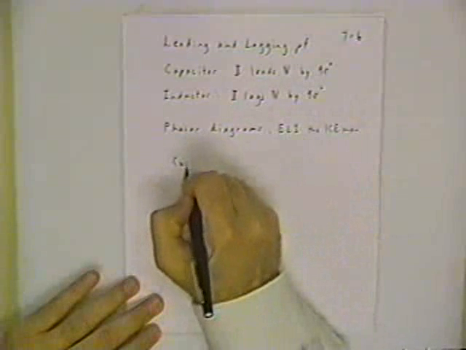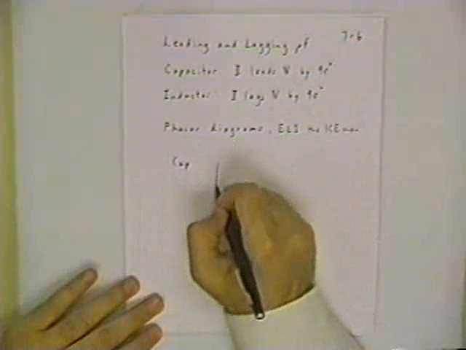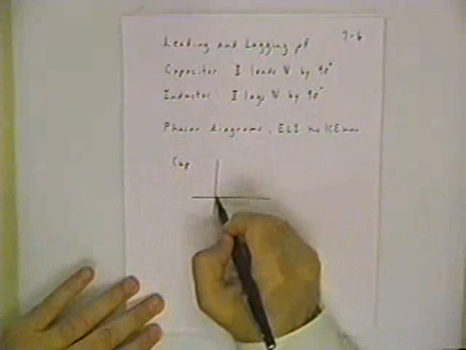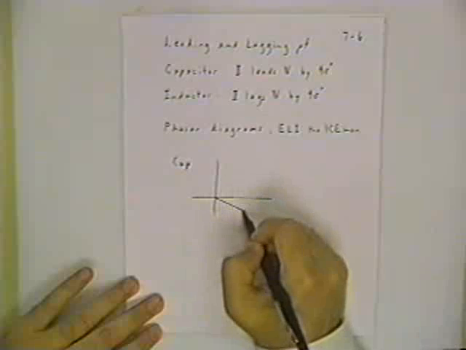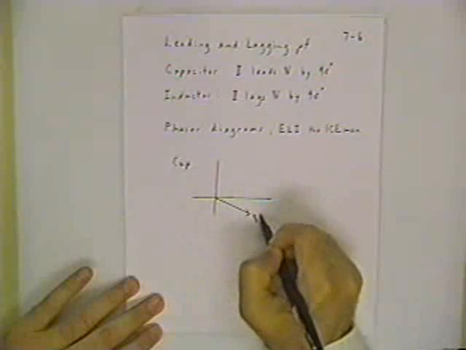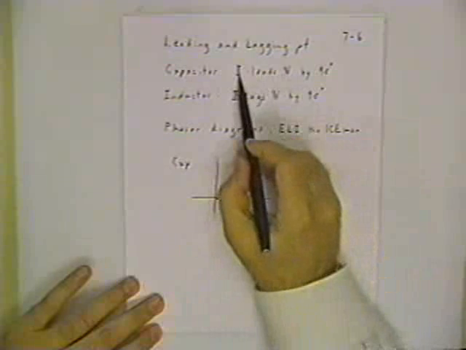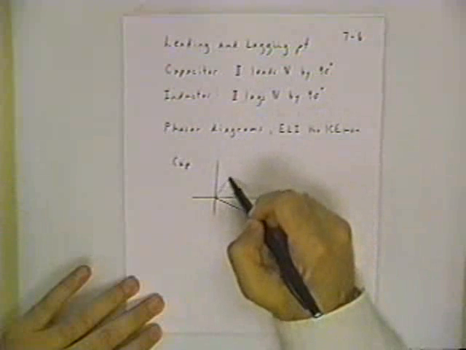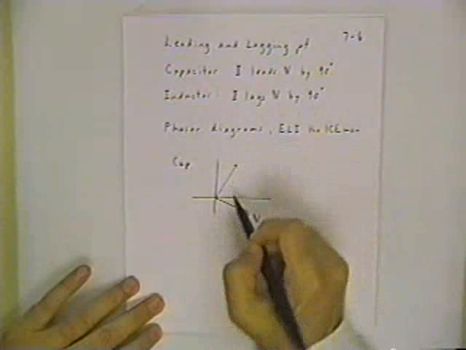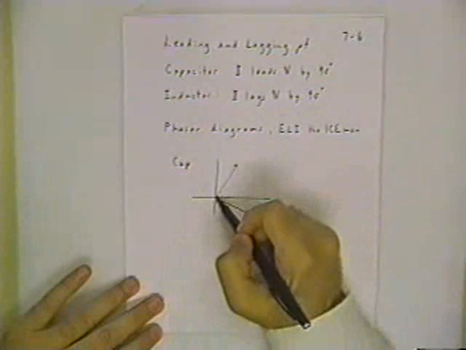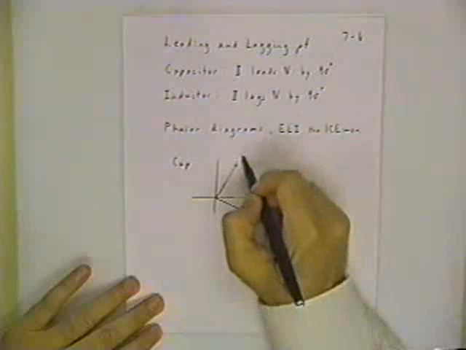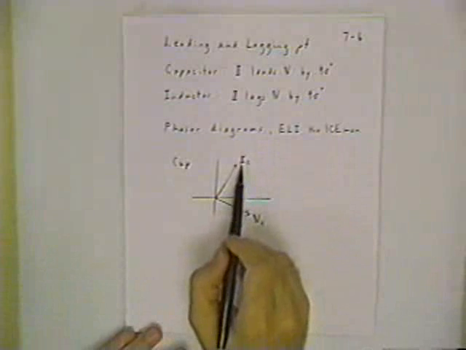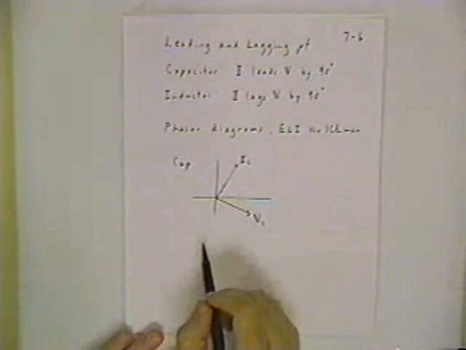So if you have a capacitor phasor diagram, here's the real axis and the imaginary axis. If we just arbitrarily say, okay, here is the voltage on the capacitor, the current is going to lead the voltage by 90 degrees. So I go 90 degrees in front, and always these angles are positive counterclockwise around the complex plane. This would be the location of the I phasor for the capacitor, and that's a 90 degree phase shift between the two.